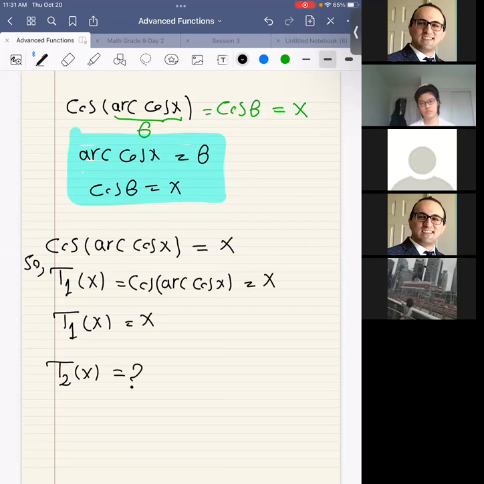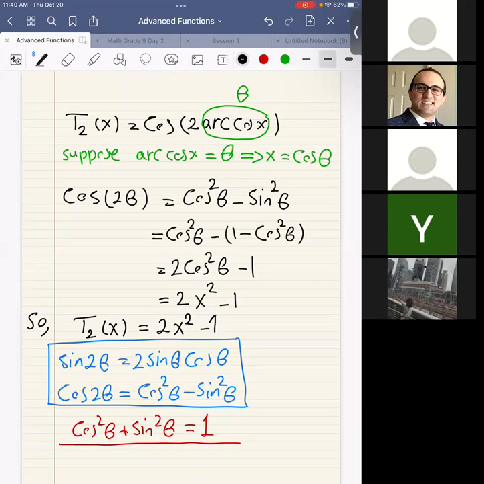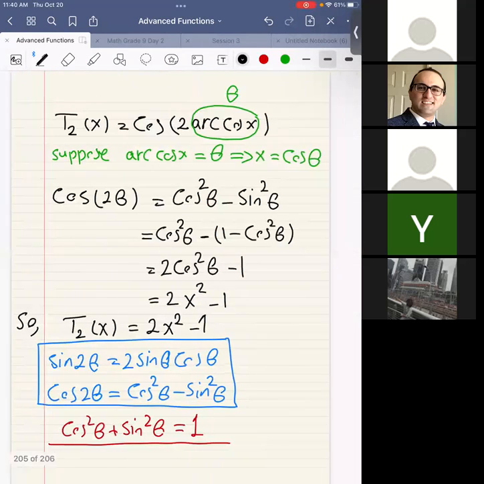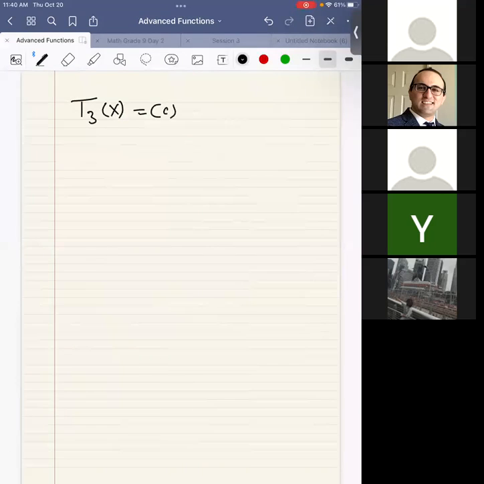Do it now. So we found a formula for T2 of x. T2 of x by definition is cosine of 2 times arc cosine of x. And we saw that T2 of x is just 2x squared minus 1. Now let's try to find T3 of x. T3 of x is equal to cosine of 3 times arc cosine of x.